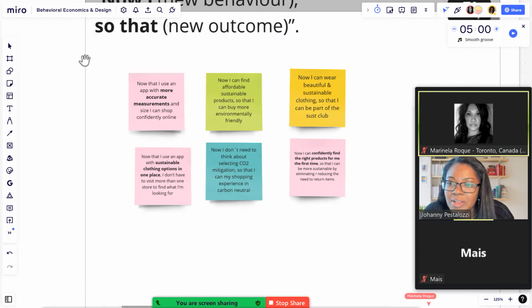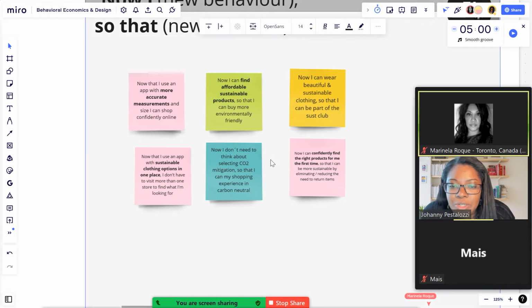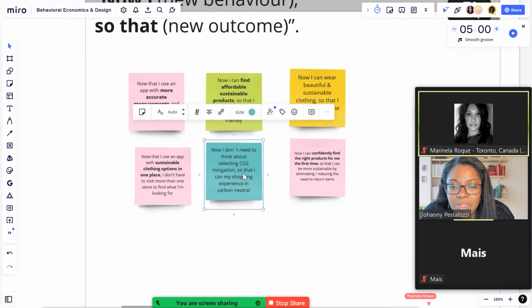Okay, I think the rest of the sticky notes are mine. I just didn't even recognize them. But it looks pretty similar. Now I can find affordable, sustainable products so that I can buy more environmentally friendly. The idea here is to combine cheap and sustainable. Then now I don't need to think about selecting CO2 mitigation so that my shopping experience is carbon neutral. That's the idea.